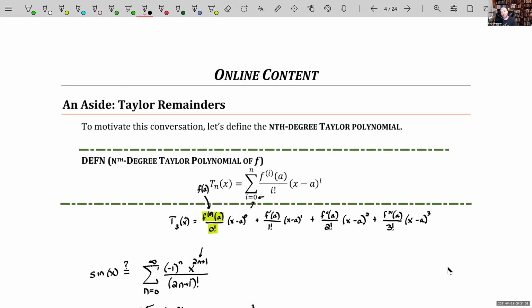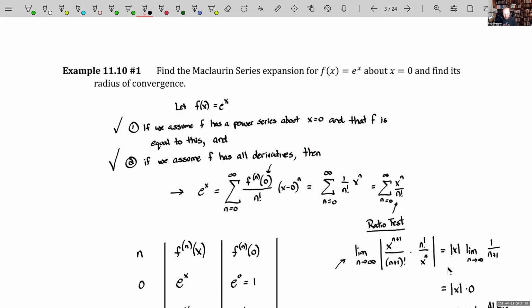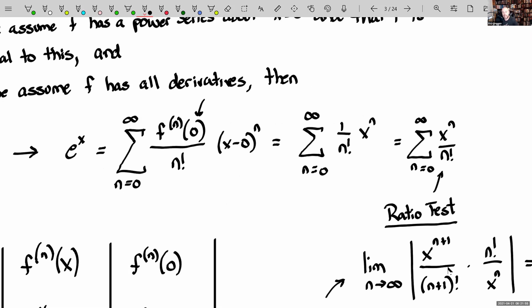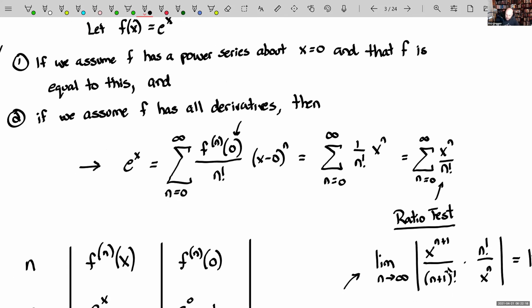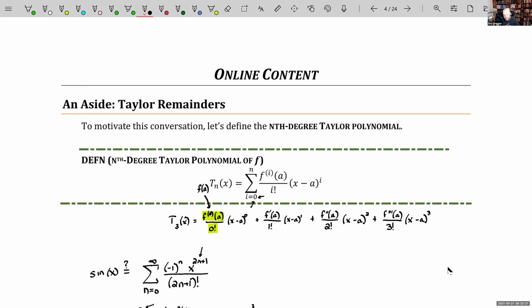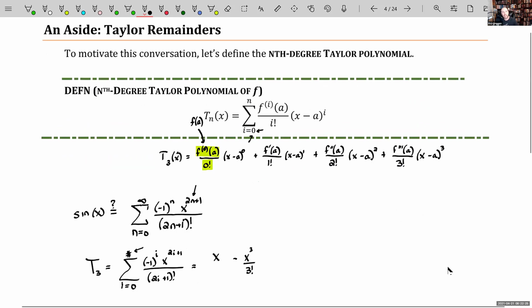This is the online content. I'm just going to mention very quickly why I shuttled this to being the online content. It's because in our previous problem, we got to this end and I said, oh, see? So guess what? We've proven that e to the x is equal to the summation n equals 0 to infinity of x to the n over n factorial. However, I had the caveat on there: if f has a power series and f is equal to that power series. So that's where this online content comes in, where I've told you, you don't have to worry about this, but I'm just going to say it very quickly in a 2-minute snippet.